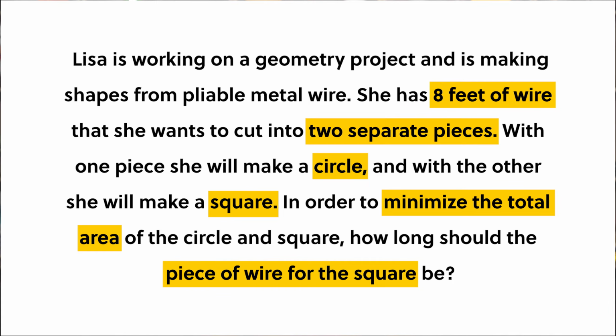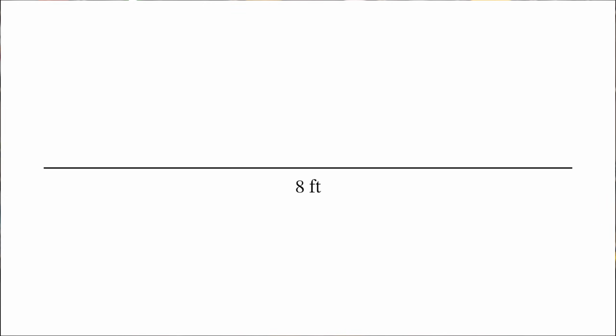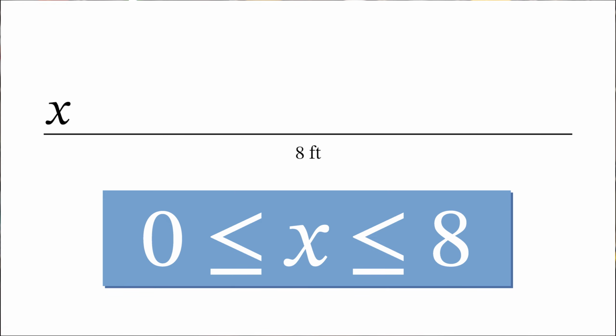Since we are trying to minimize the area, we first need to build a function for the area. This formula needs to be written in terms of only one variable so that we can take its derivative and find a critical point. Let's choose the variable to be the letter x, representing the length of the wire used for the square. Since the wire is 8 feet long, this restricts the possible values of x to the domain 0 less than or equal to x less than or equal to 8.